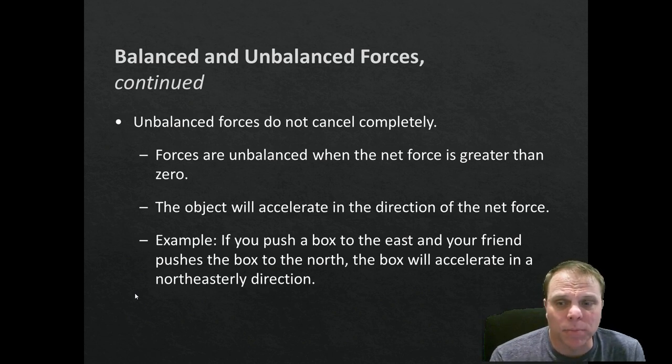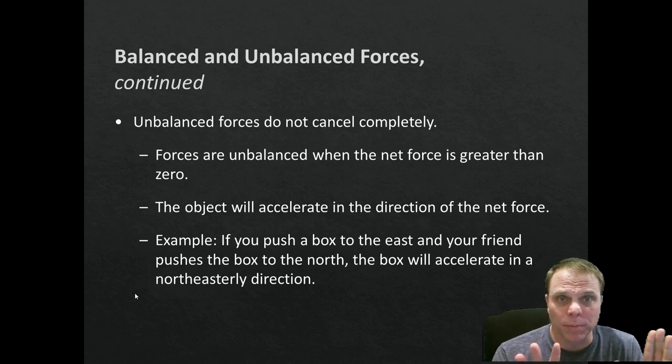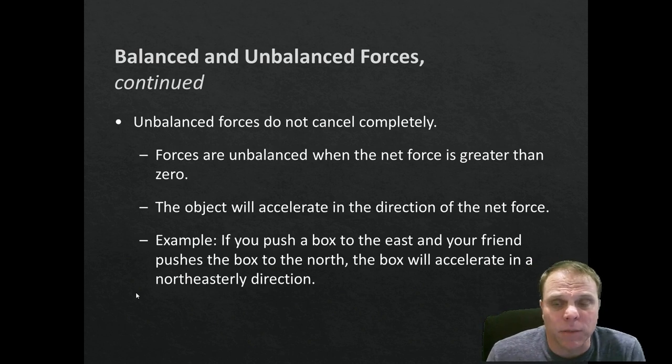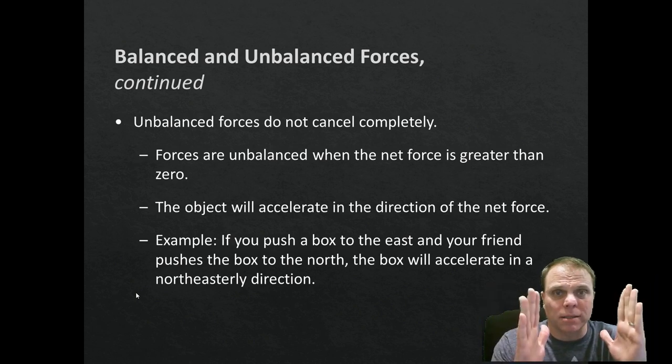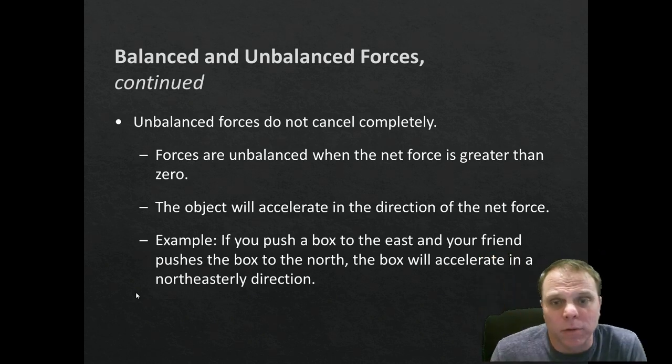So if I were to push a box to the east and somebody else were to push the box to the north, that box will be moving in both directions. It'll be moving in a northeast direction. So in this case, we'd have an unbalanced force. If I had two people pushing exactly opposite on the box, then that might not move. But if one changes the way that they're pushing it, now all of a sudden it's moving in a particular direction.